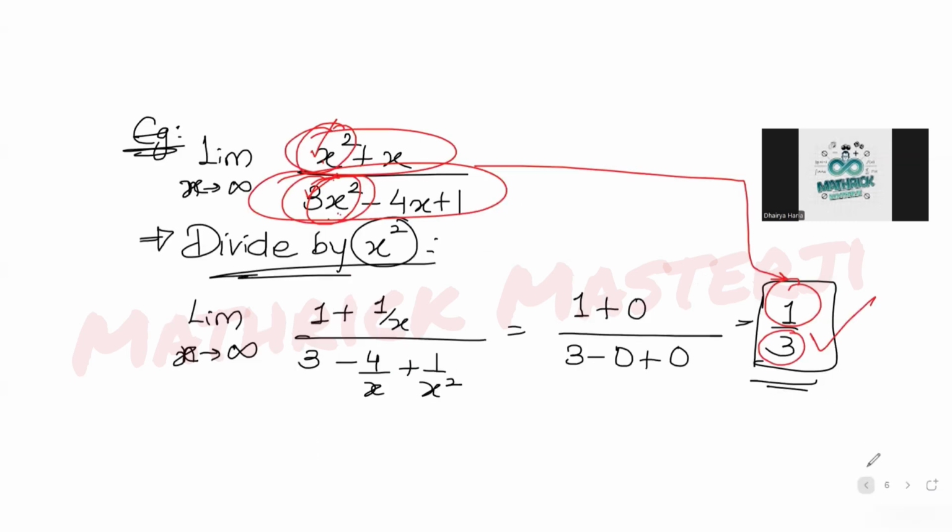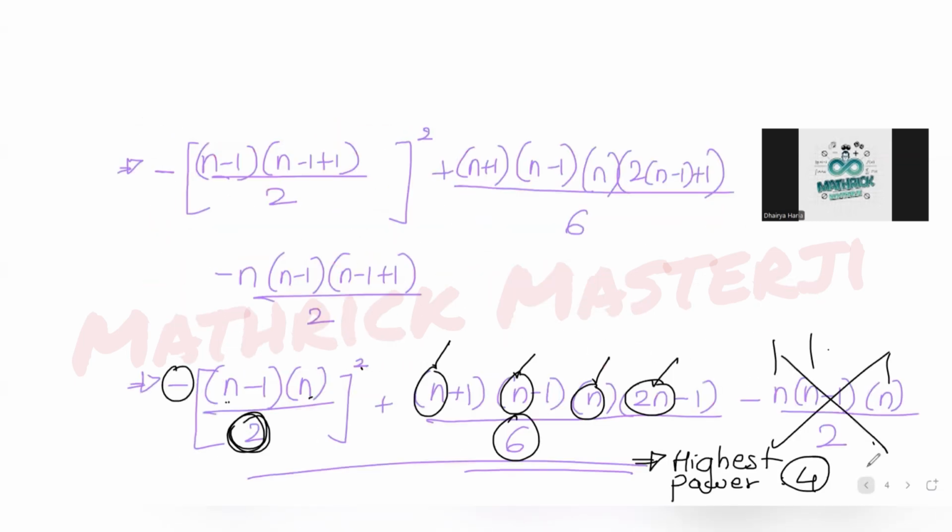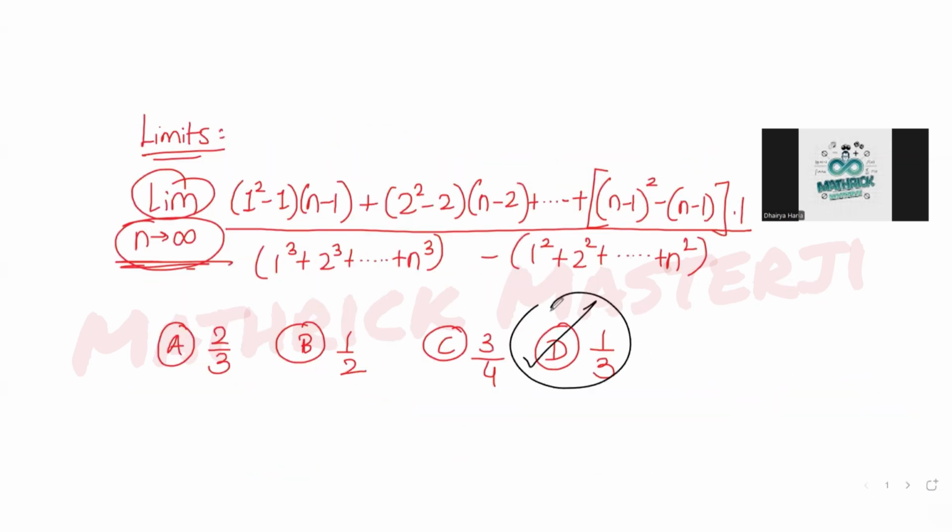And if I see, that matches with which answer choice? D. So D becomes the correct answer for the question that is given to us here. I hope you have understood how to solve this type of questions, which deals with the ideas of finding the limits of an expression where the variable tends to infinity.